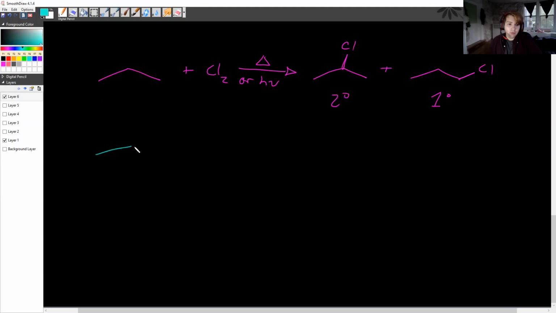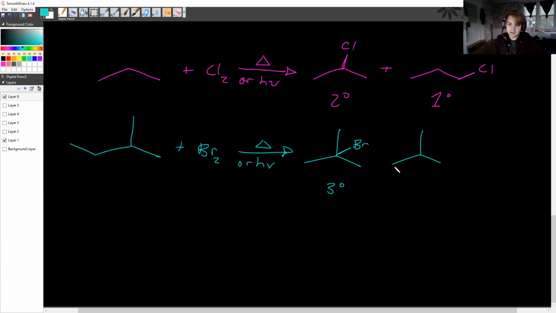Versus when we talk about bromination, or radical bromination, I should say, using heat or light, what I want you to know is that it's going to wildly favor tertiary first over its secondary counterpart, which I'm going to have to put another line there to show secondary. And then over its primary counterpart, which it's basically never going to choose. Okay?